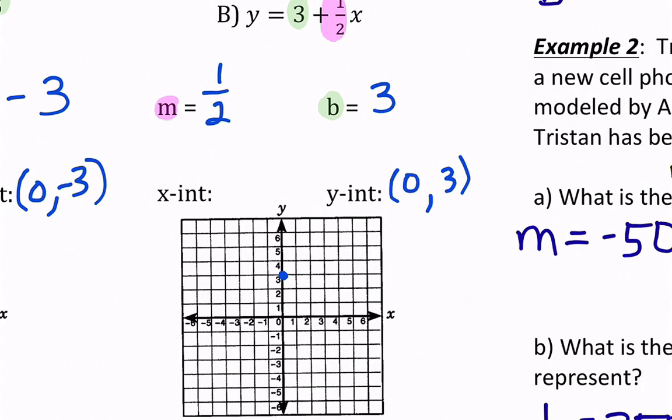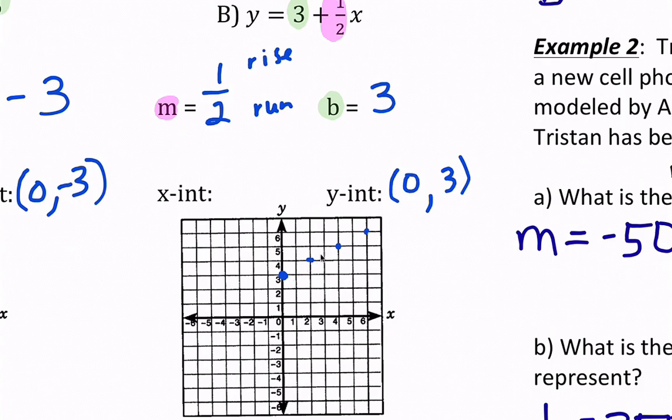To move from point to point, we use our slope. It tells us how much to rise and how much to run. So it's telling me to rise 1, run 2. So from here, from my starting point, I need to rise 1, run 2. Put a new dot. From the new dot, rise 1, run 2. Put a new dot. Rise 1, run 2.